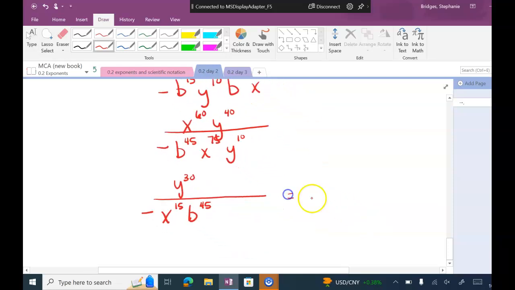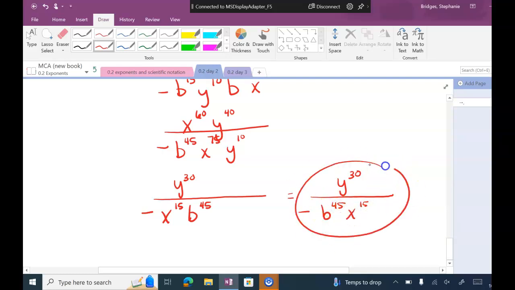You could leave your answer like that. Also, you could have written it as negative y to the 30th and then negative b to the 45th and x to the 15th. The order of the variables does not matter in the denominator. It just matters that the exponents are correct.